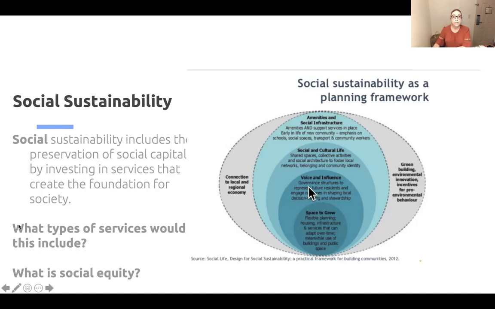Now, here we have voice and influence. So when people in these areas organize, right, they get a grassroots organization to advocate for themselves, do they have any influence? Are people listening? Is there a social and cultural life? Are there community centers? Are there places for kids to go and have after school activities? And finally, we look at this top area here, amenities and social infrastructure.